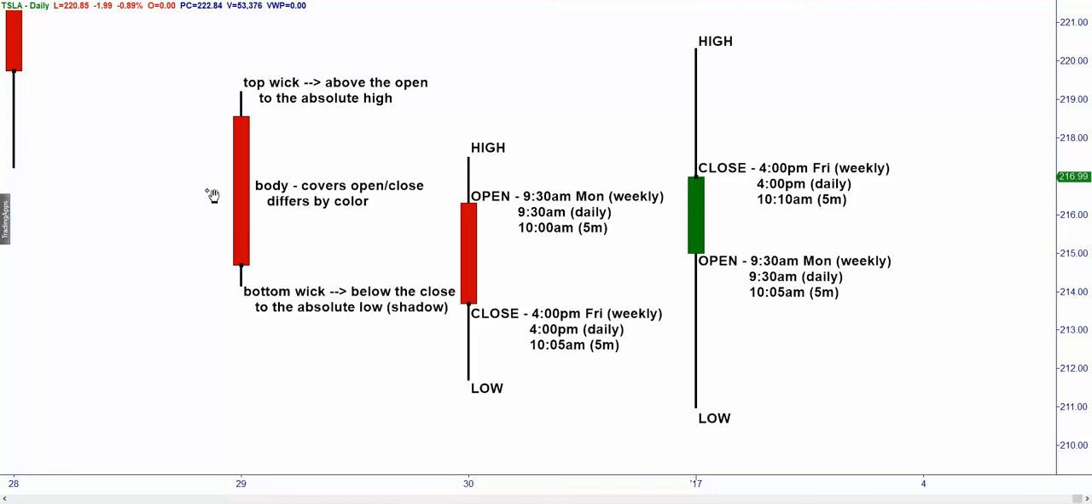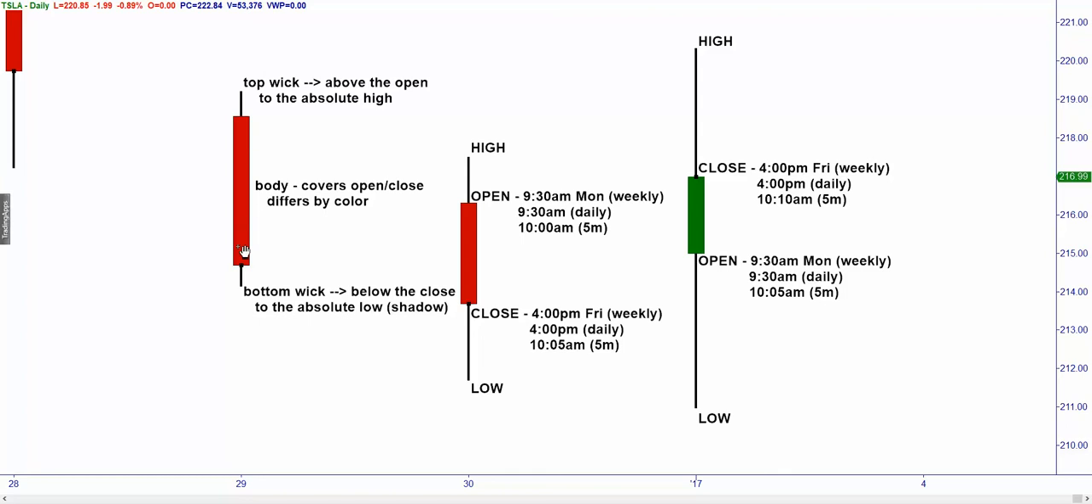In terms of terminology, the main bar here is what's referred to as the body. And these extensions on the top and the bottom are often referred to as wicks. In the case of the bottom wick, it's also sometimes referred to as a shadow.